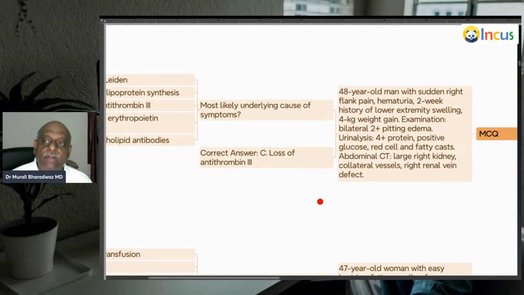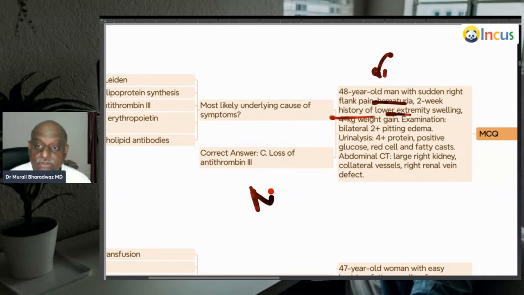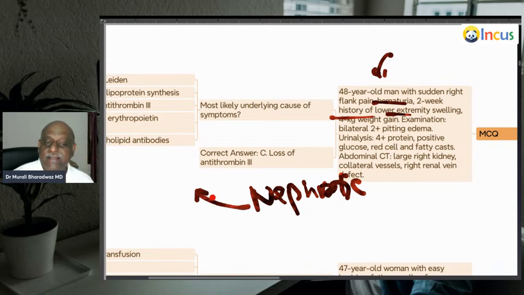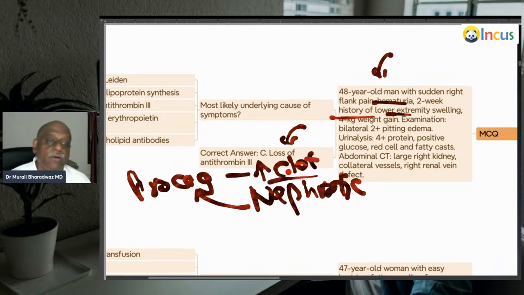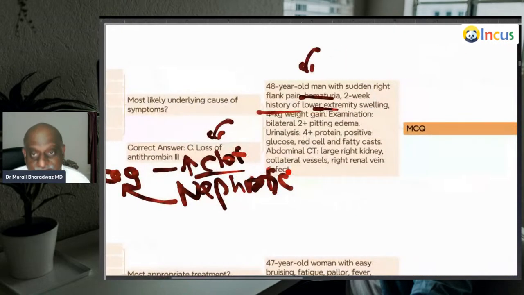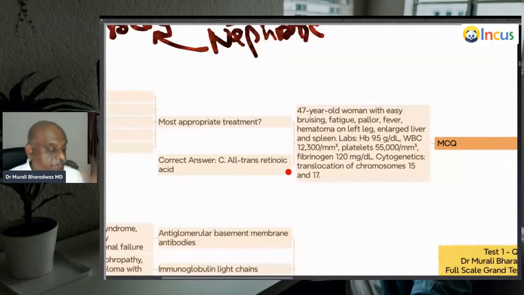A 48-year-old woman, sudden right flank pain, hematuria, 2 weeks history of lower extremity swelling. She's also having nephrotic syndrome. Nephrotic syndrome is a procoagulant condition, because in nephrotic syndrome, along with many proteins lost into the urine, there is a loss of antithrombin 3. If the antithrombin 3 is not there, there is more tendency to clot. Hence, nephrotic syndrome patients develop DVT and thrombus complications.